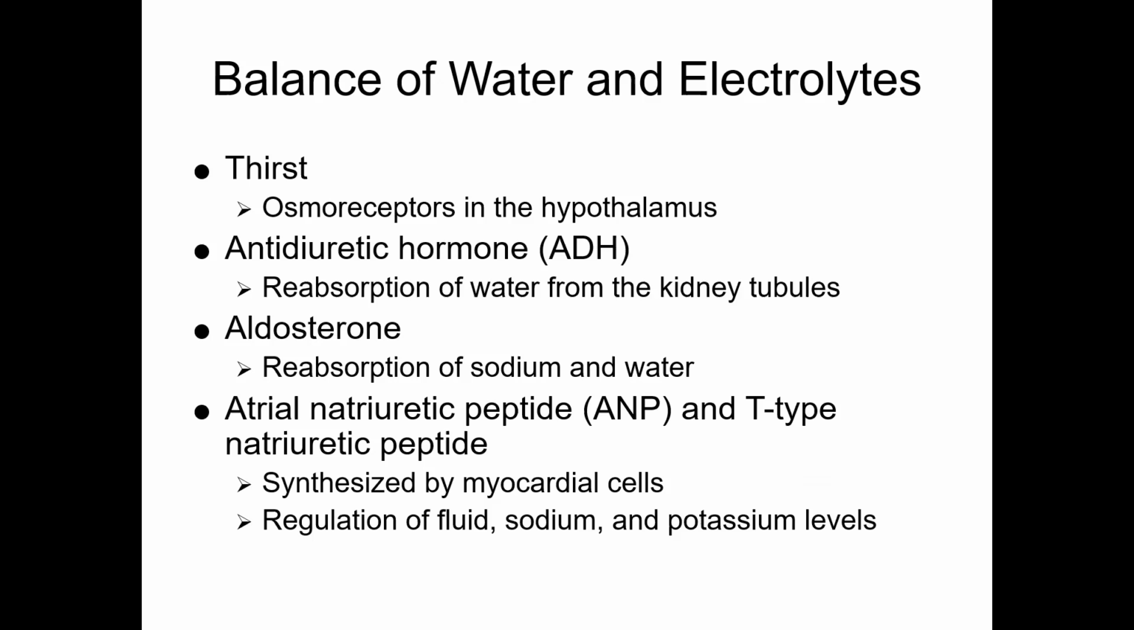The atrial natriuretic peptide is synthesized and released by the myocardial cells in the atrium of the heart, and it helps reduce the workload on the heart. Whenever we have a diseased heart, we never want to increase the workload of it. So that's going to help keep us in homeostasis if it's working to reduce that workload of the heart by regulating the fluid, the sodium, and the potassium.